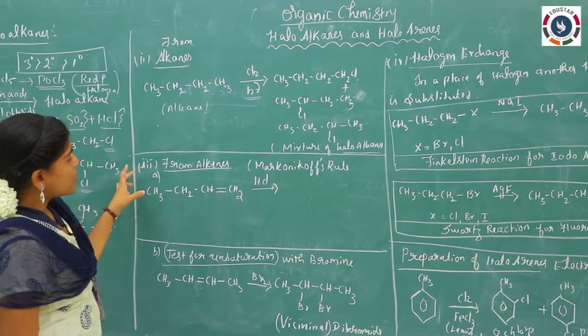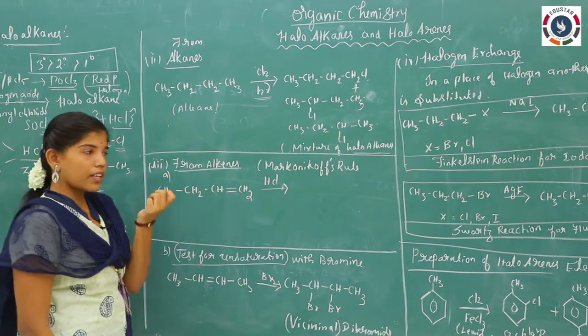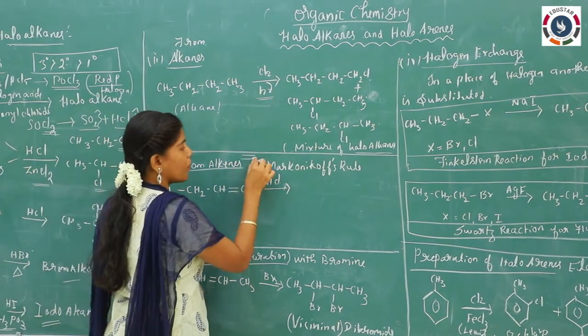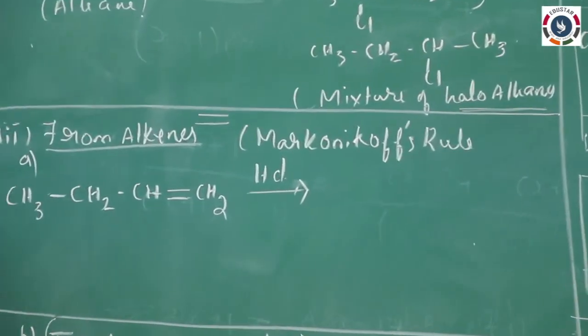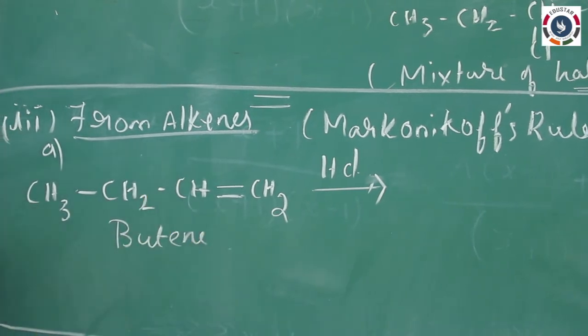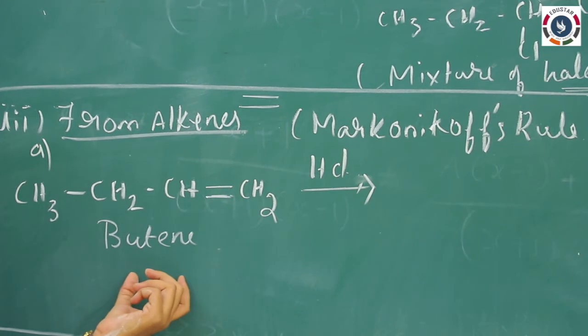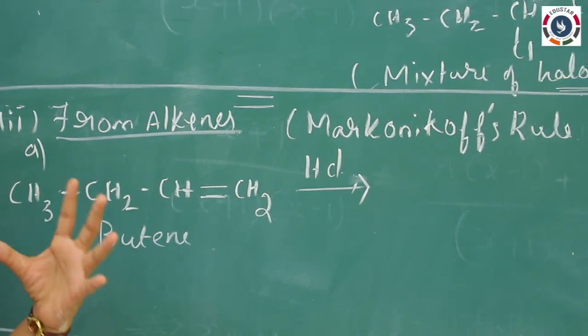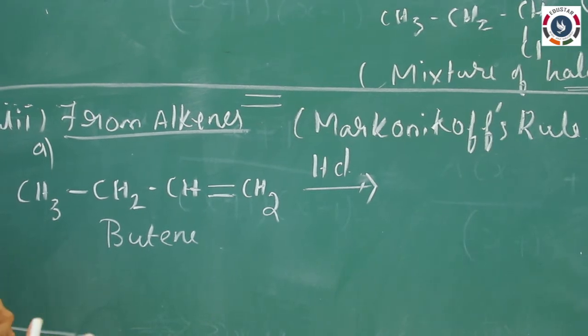The third one is the ideal method, that is from alkenes. What are alkenes? Alkenes are double bonded compounds. I have taken an alkene. What is this alkene? Butene, right? So on adding HCl to butene, I am going to get the haloalkane.